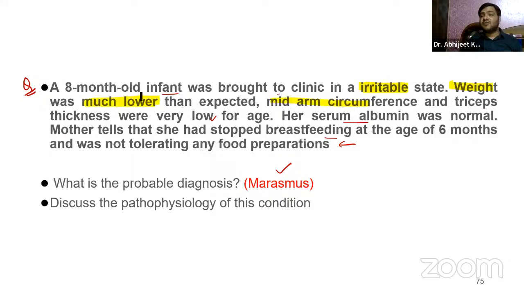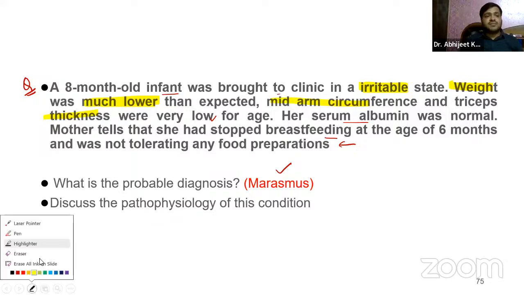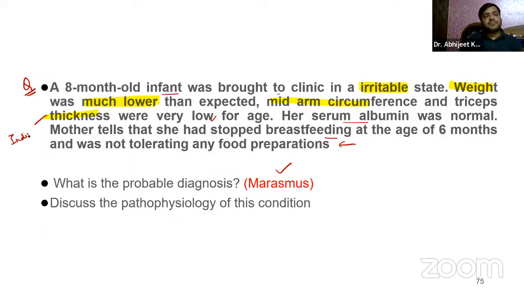It reflects, guys, the caloric deficiency. The lower mid-arm circumference and reduced triceps thickness indicate wasting and muscle loss, right? And normal serum albumin, obviously, unlike kwashiorkor where serum albumin is low. Over here the serum albumin is fine, because the malnutrition affects overall energy intake rather than specifically the protein part. In the former, kwashiorkor, the serum albumin is decreased.